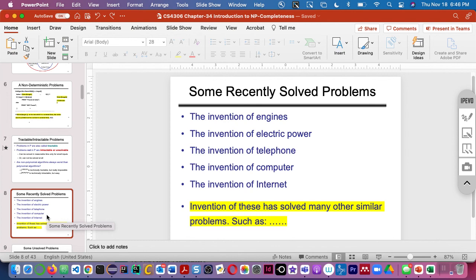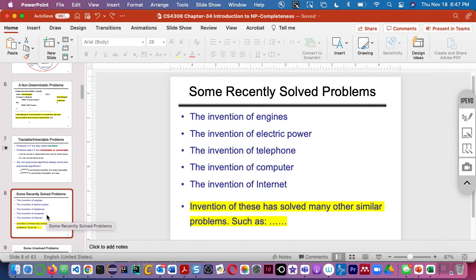How many years ago were engines invented? A few thousand years ago, right? Look at that. When engines were not invented, life was harder, right? People like electric power. It was invented only a few hundred years ago, right? Think about that. When there is no electric power, there are many problems, right?